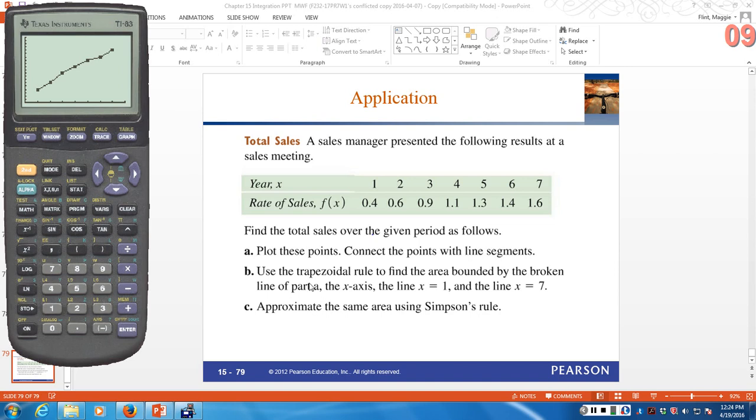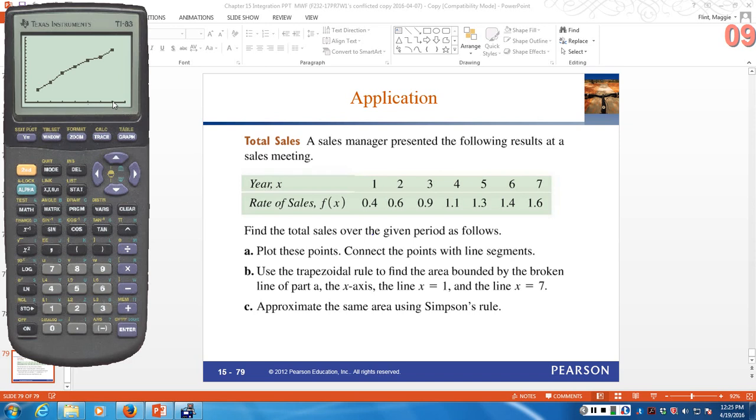Use the trapezoid rule to find the area bounded by the broken line of part A, the x-axis, the line x equals 1, and the line x equals 7. So we want the total area. I think you can actually draw those lines, but I don't think we're going to really want to do that. We want the total area between this line graph and the x-axis, going from 1 to 7.